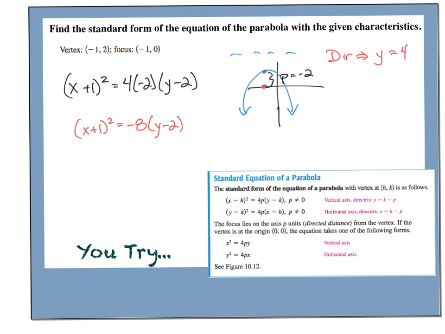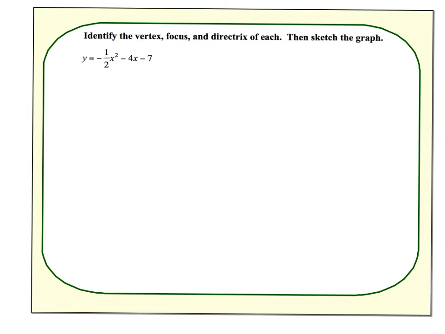All right. Pretty good? All right. Let's keep going. So now we're going to start having to complete the square sometime. So I have y is equal to negative 1/2 x squared minus 4x minus 7. So I need the vertex, the focus, the directrix, and I need to sketch its little graph. So you're also going to have some of these on your little quizzes as well.